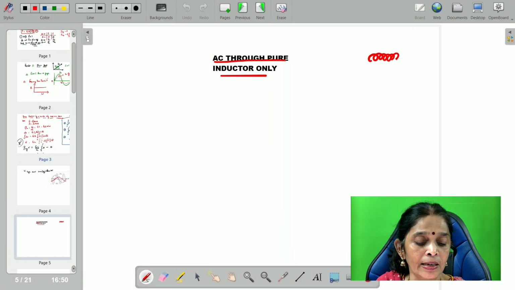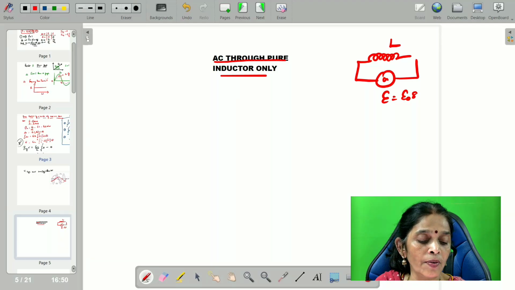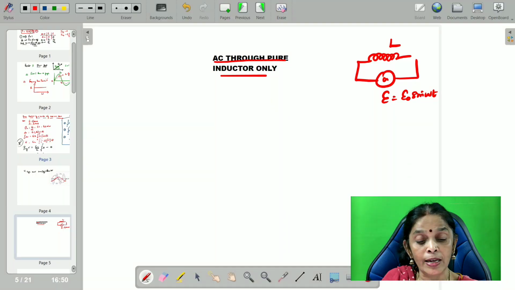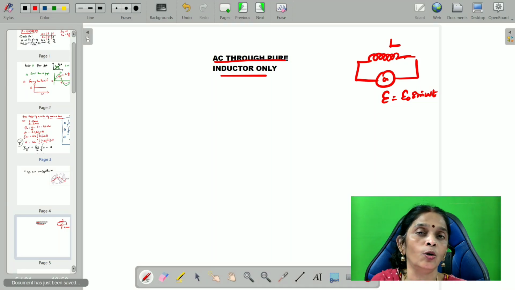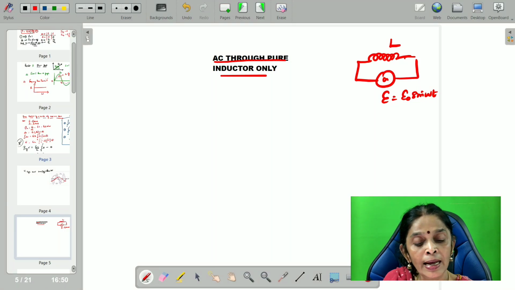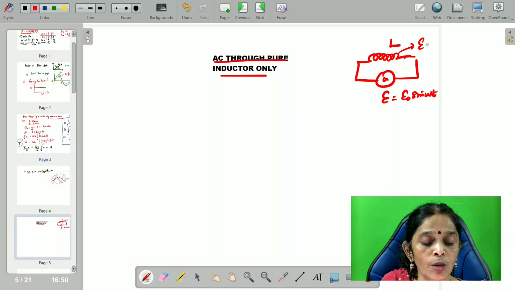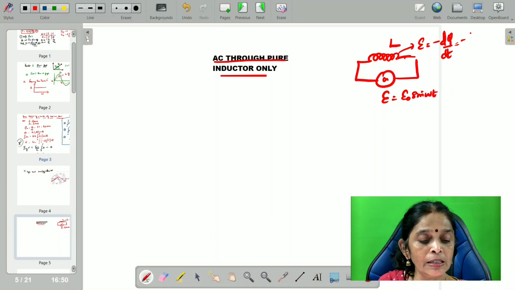So I am connecting an inductor across the AC source. This is the inductor. E is equal to E naught sin omega t. We know very well that whenever you pass a varying current through the inductor, a self-induction phenomenon will take place. It has a tendency to oppose the original growth of the current. Hence, due to change in magnetic flux, induced EMF will be produced, which is equal to minus d phi by dt, which can be written as minus d by dt of flux phi, which is equal to Li.